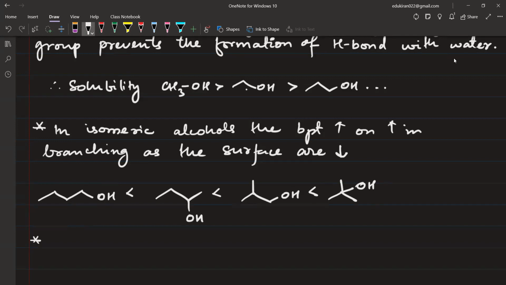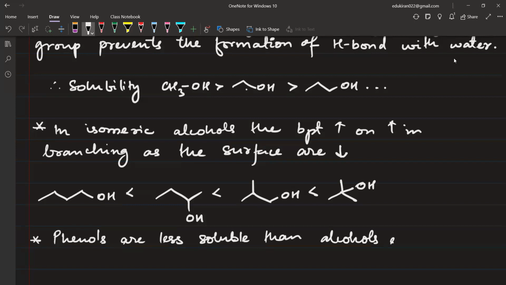And right, the last point, in solubility, phenols are less soluble than alcohols due to bulky benzene ring. Write this down. Let me know once you are done.